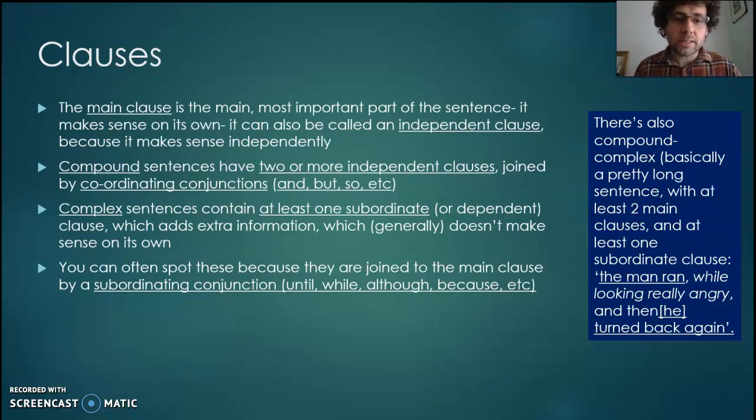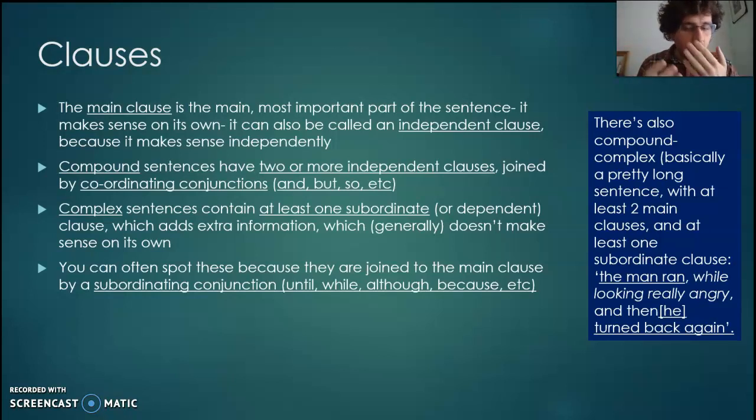That's your compound sentence. Complex sentences contain at least one subordinate or dependent clause. Generally, you can tell that because it doesn't make sense on its own. Although, as you get more proficient with this, I think the better way of thinking about it is: is it adding extra background information about some element in that main clause? Is it an additional separate clause about the same things, or is it adding more information to the independent clause? That's how you would tell.